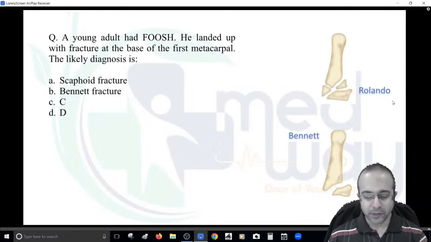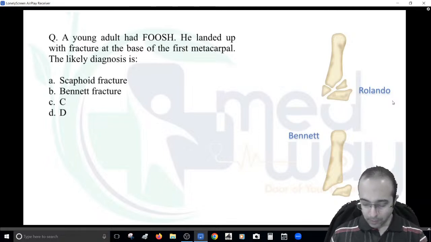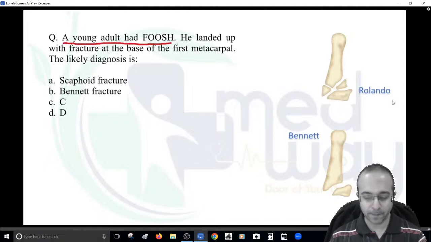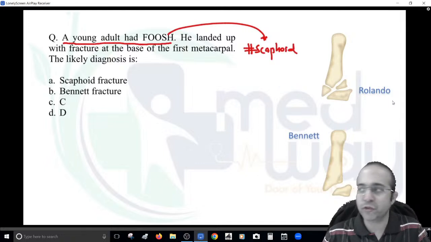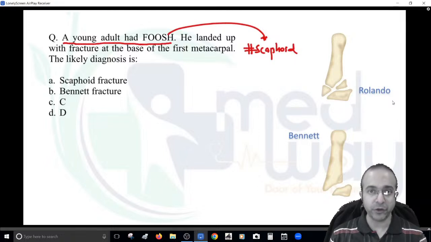So this was the question: a young adult has come to you with a fall on an outstretched hand, but then it was written that he's landed up with some kind of a fracture at the base of the first metacarpal, and you were asked about the correct diagnosis. Now if I go only by this much information, a young adult with a fall on an outstretched hand, my diagnosis would generally be a fracture of the scaphoid, because mostly young people with a fall on an outstretched hand would be cases of scaphoid injury. But a fall on an outstretched hand doesn't mean that you are limited to the scaphoid. Scaphoid would generally be the commonest bone to fracture, but other bones also have a tendency to get injured in such a scenario.